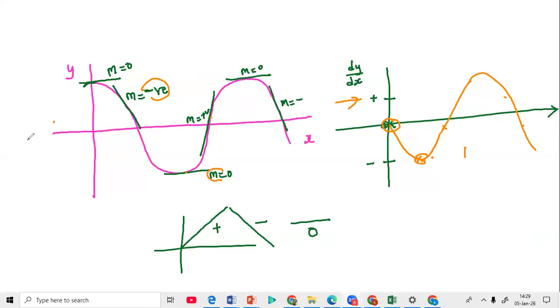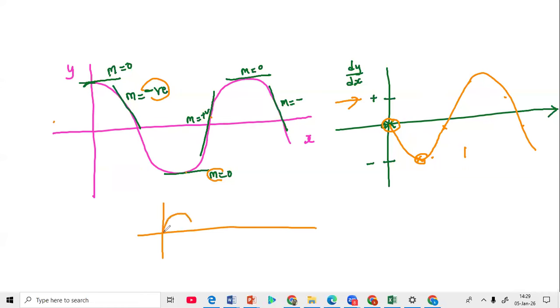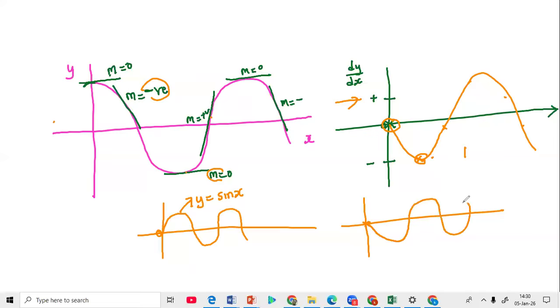Let me remind you of something. One thing you need to always remember here: whenever your graph is like this, whenever it starts from 0 and goes up, this is the graph of y is equal to sine x, because it is positive, because it has started going upwards. When you have a graph of this nature, which starts from 0 and comes down and then goes up, still this is a graph of y is equal to sine x, but the only difference is this one went down. So this one is the one of negative sine x.